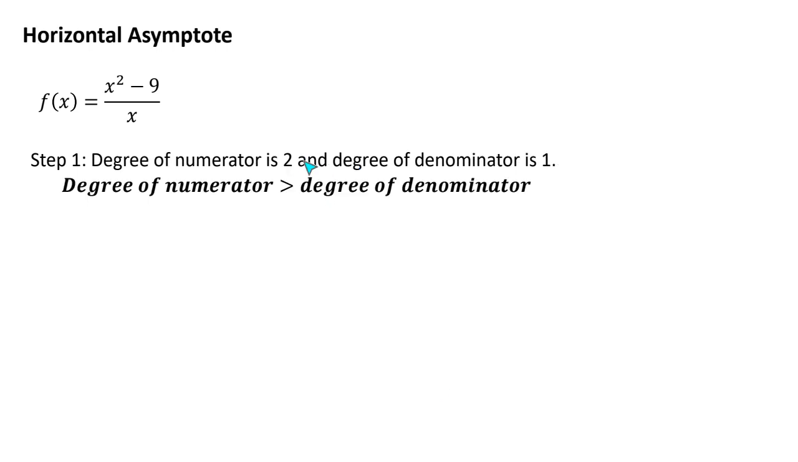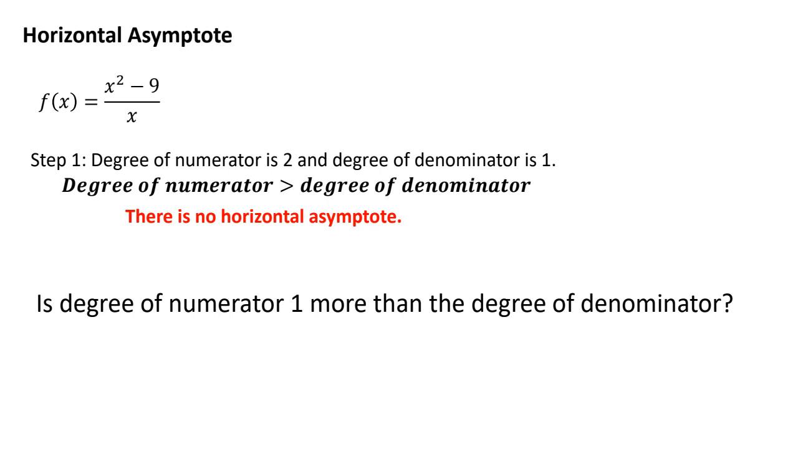And then the next one, the degree of the numerator is 2 and the degree of the denominator is 1. That means that the degree of the numerator is greater than the degree of the denominator. So there's no horizontal asymptote, but we got to check if there's a slant asymptote. So the question is, is the degree only one more than the degree of the denominator? And it is. Therefore, we're going to have a slant asymptote.